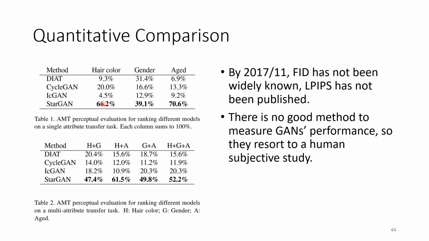It shows for gender, age, and hair colors, their method generates images more favored by most Turkers. Again, for the combination, they also achieve the most favorable results. Okay. So let's go back to this slide.